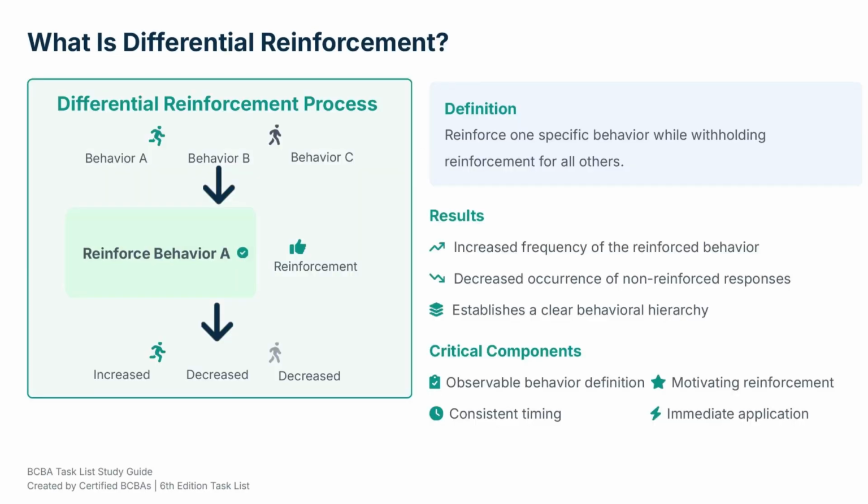Differential reinforcement means that one specific behavior is reinforced while other behaviors are not reinforced. Imagine a learner producing several possible responses: behavior A, behavior B, and behavior C. If only behavior A receives reinforcement, that behavior will increase in frequency over time, while the others decrease. This creates what we call a behavioral hierarchy, where the reinforced behavior becomes more likely to occur. For differential reinforcement to be effective, we need clearly defined behaviors, meaningful reinforcement, and consistent timing. These components ensure that the learner can detect which response is producing reinforcement.